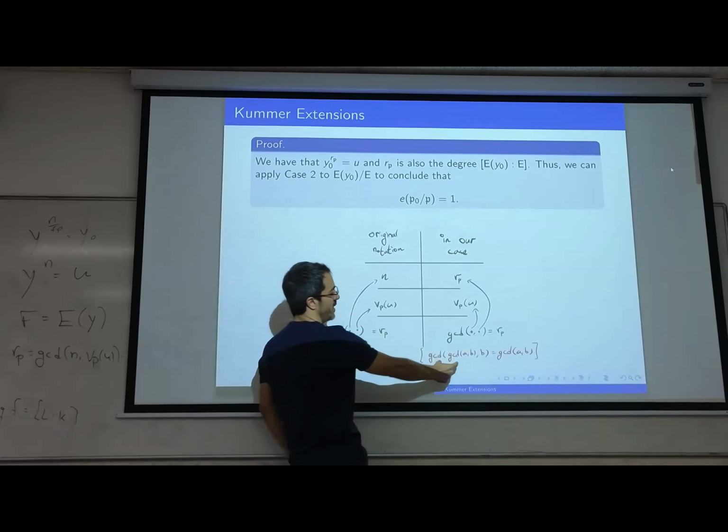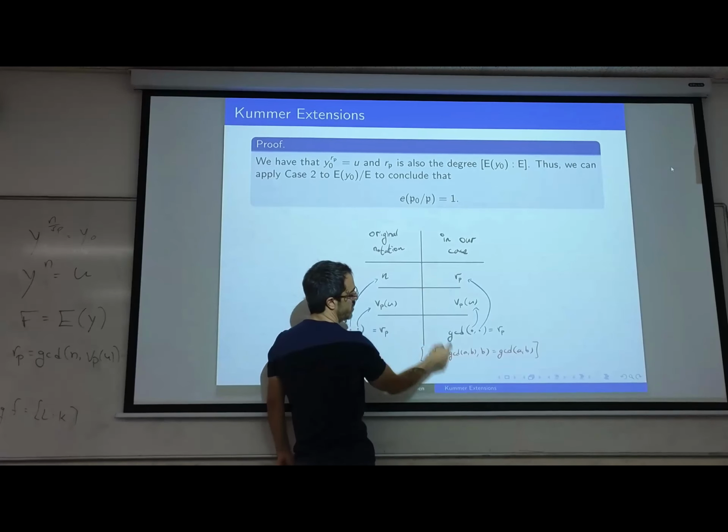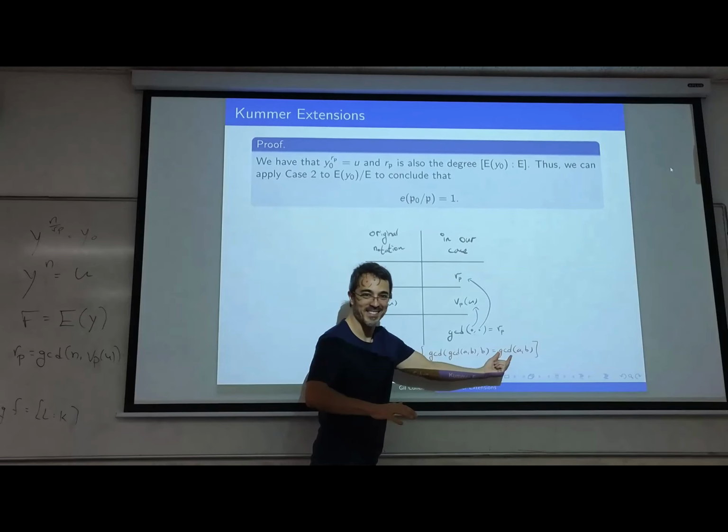And so really what's happening is this is already the GCD of some A and B. And you take again the GCD of that with B. So when you take the GCD of AB and the GCD of AB and B, it's just the GCD of A and B. Like this.